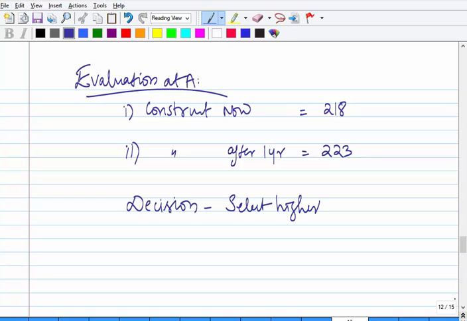It means if you're going to construct after 1 year, you will get cash flow as of present value as 223. So if someone is ready to take this land now, they should be paying 223. So that's how we derive the value of this land. Okay.